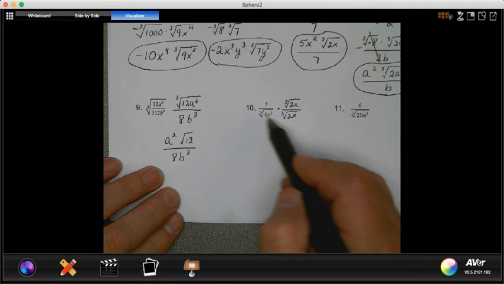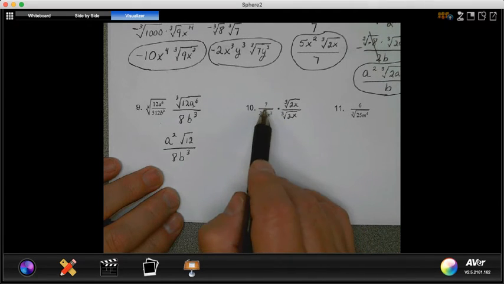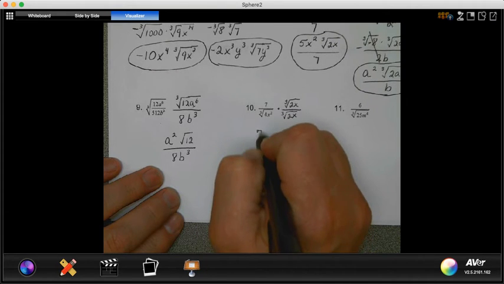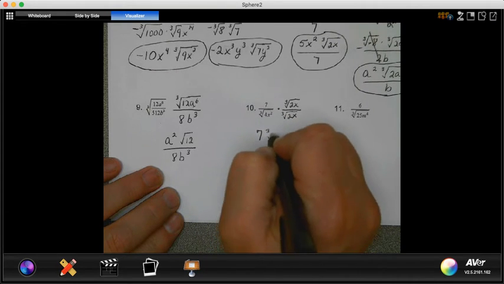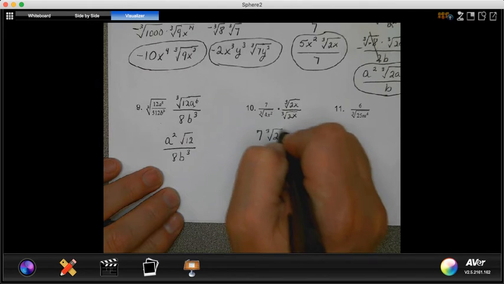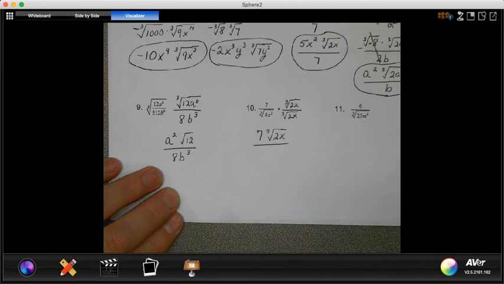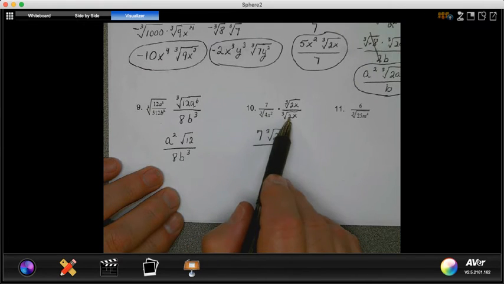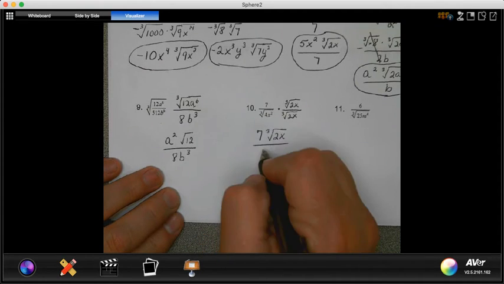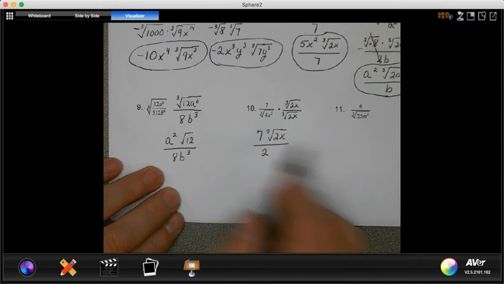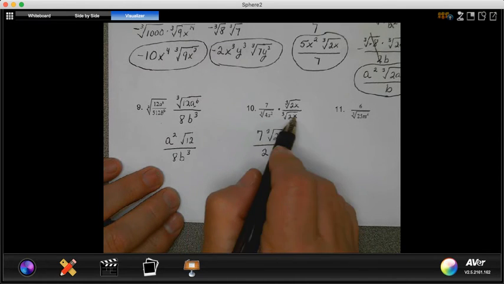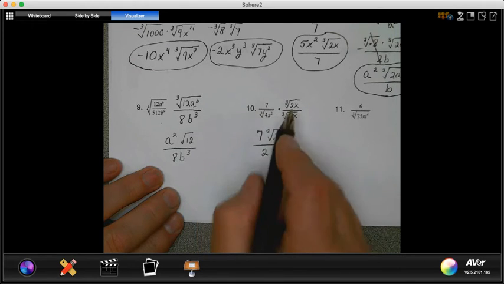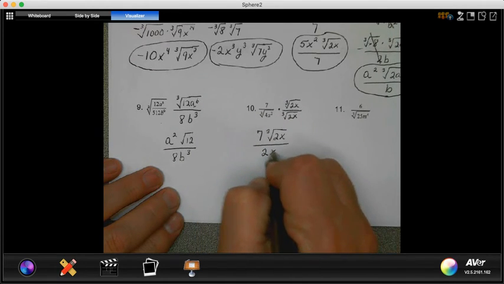What would make it perfect? Okay? So now watch how this works. In the numerator, you just write what you see. You have 7 cube root 2x. And in the denominator, make your calculations. You have 4 times 2 is 8, and the cube root of 8 is 2. You have 3 x's that are under a cube root, so they'll cancel each other down to 1x, and you're done.